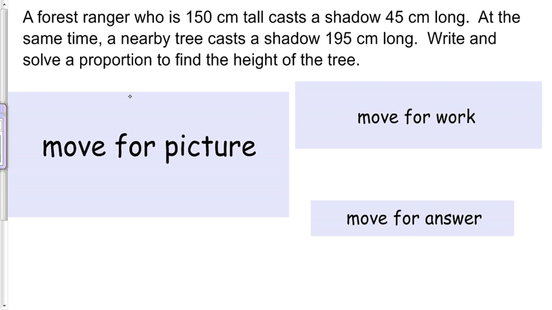This is the same kind of problem. I want you to pause and try the problem yourself. Make sure that you come up with a picture that you label. Then you set up your proportion and solve it to find the answer. Once you've solved it, then play the video for the results.